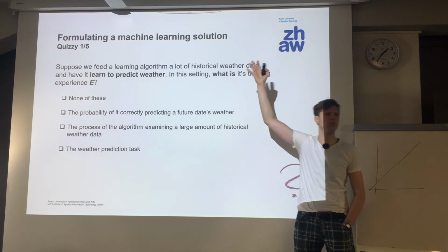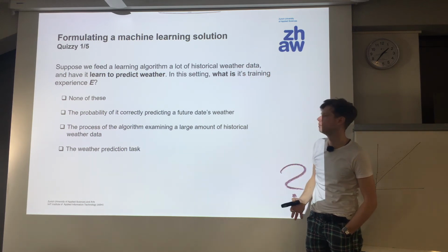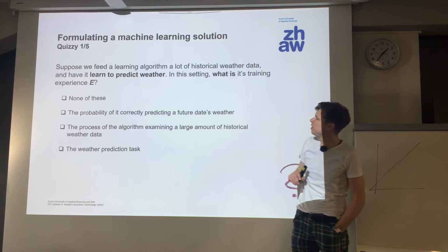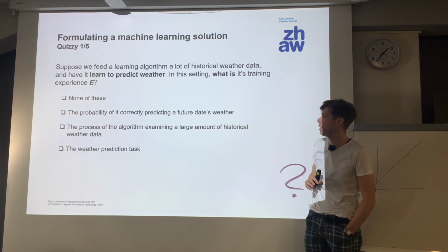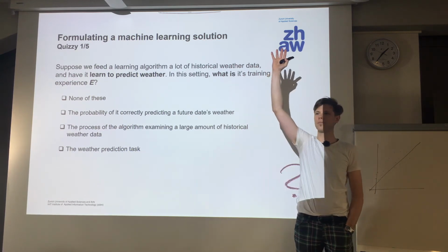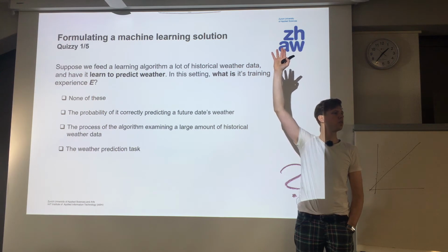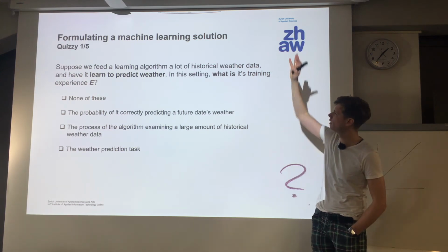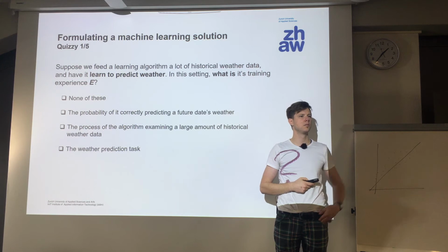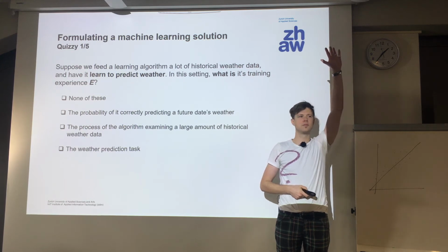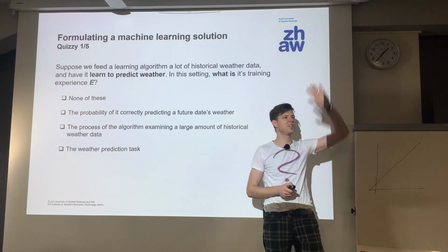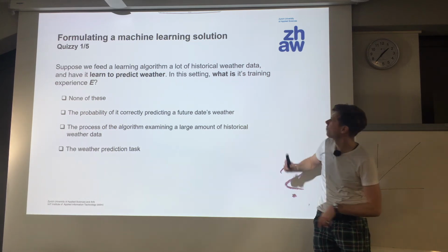Roughly maybe 10 people, 20% or so. The probability of it correctly predicting the future date's weather. These are another 20% roughly. None of these. That's maybe 10%. Thank you very much.